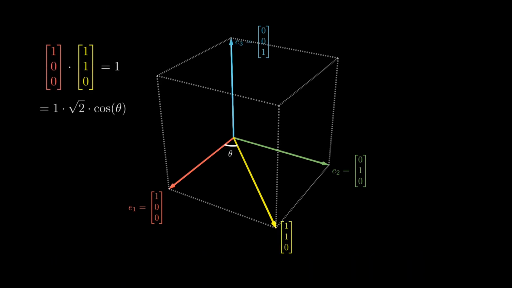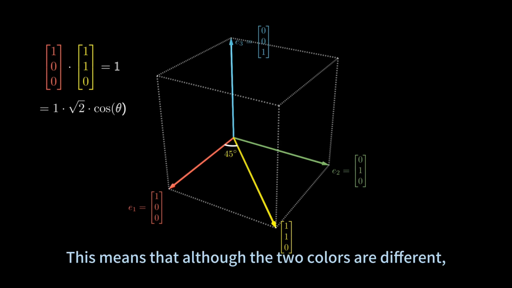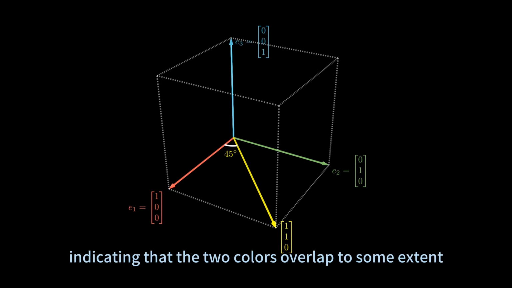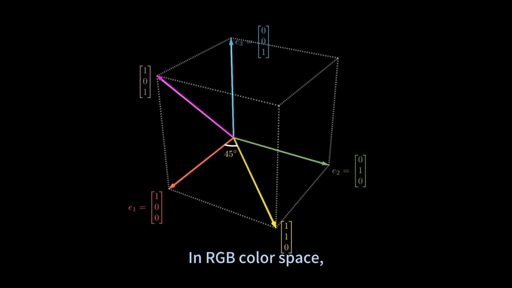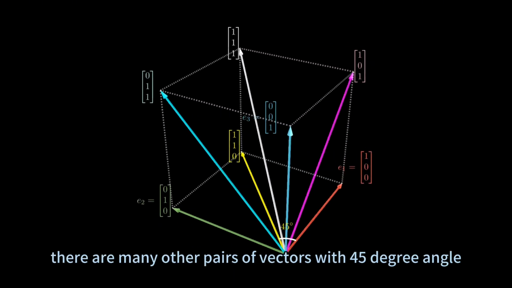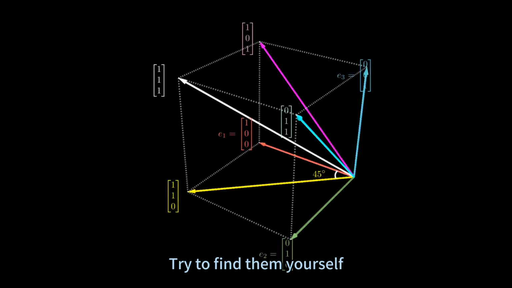Through very simple calculations, we can see that the angle between the red vector and the yellow vector is 45 degrees. This means that although the two colors are different, the yellow vector contains some amount of the red vector, indicating that the two colors overlap to some extent. In RGB color space, there are many other pairs of vectors with a 45-degree angle. Try to find them yourself.